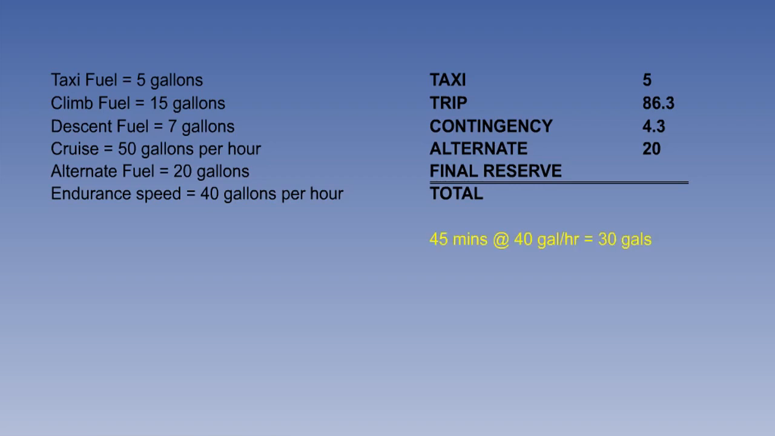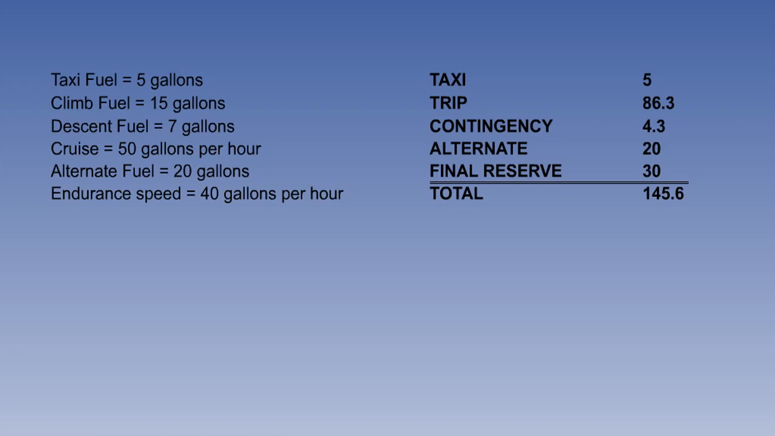We now have to add the final reserve fuel, which, for a piston engine aircraft, is 45 minutes flying time at endurance speed. In this case, at endurance speed the aircraft uses 40 gallons per hour, therefore, in 45 minutes it will use 30 gallons. If we add all the figures, we have the fuel uplift at departure.